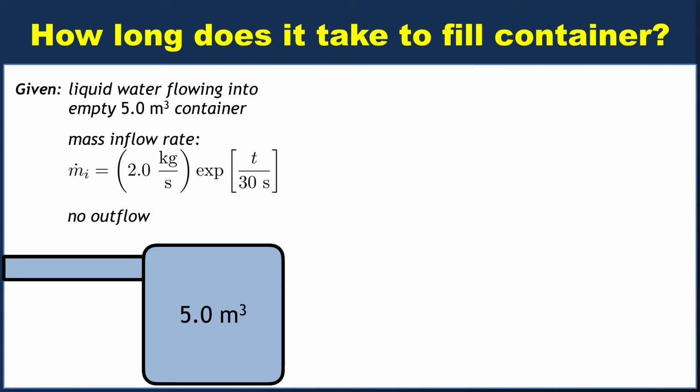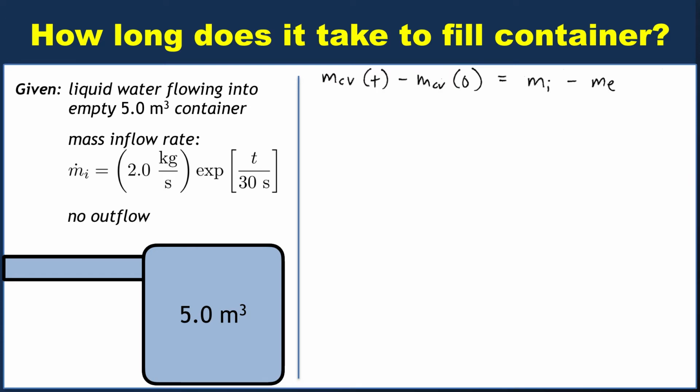Let's start with the most general form of mass conservation that does apply to systems like this that have transient behaviors, namely time-dependent behaviors. That is that the mass inside our system at some time t minus the mass at time equals 0 must be the difference between the inflow mass and the exit mass.